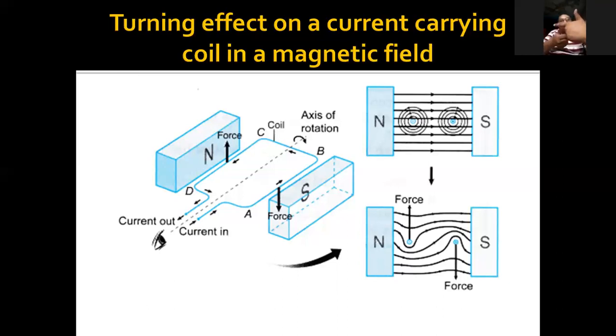Current is coming towards me, CD, from C to D. Magnetic field is from north to south. My thumb is pointing upward. It means that on the CD side, the force experienced will be in the upward direction.